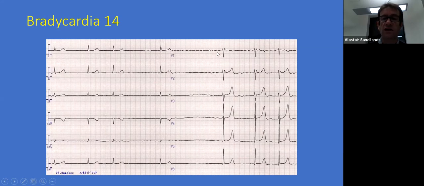And if you look in V1, it's not very flat. There's some sort of wavy baseline there, suggestive of atrial fibrillation, best seen in V1. Not always, but mostly seen in V1. So there's atrial fibrillation occurring. It's still conducting through as an irregular heartbeat. So this is an example of atrial fibrillation with slow ventricular response. So the AF is still conducting through as evidenced by an irregular rhythm. Okay. AF with slow ventricular response.